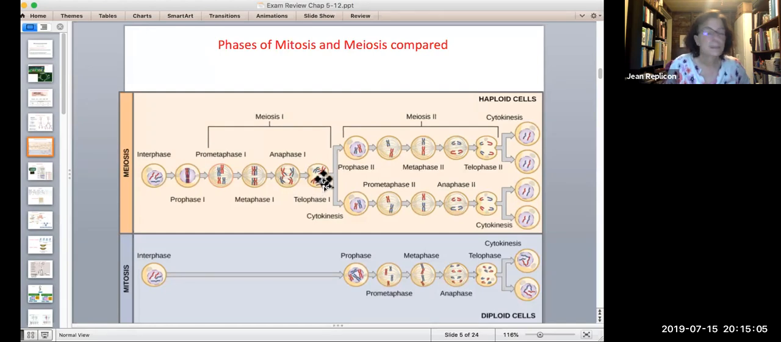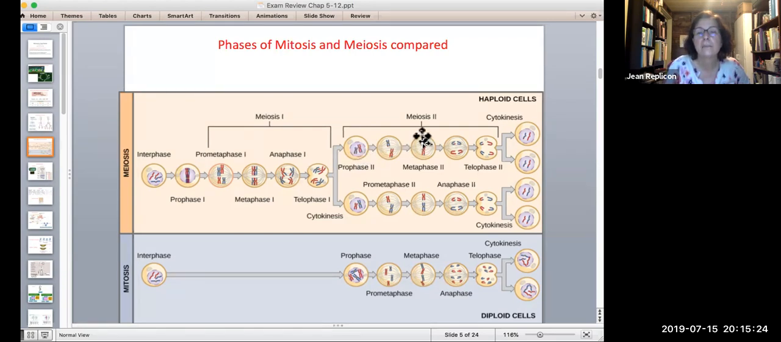In telophase, they're now pushed to either end of the cell. And then we do have division, the cytokinesis. And then in meiosis 2, the chromosomes are condensing. They might have decondensed, they might not have.